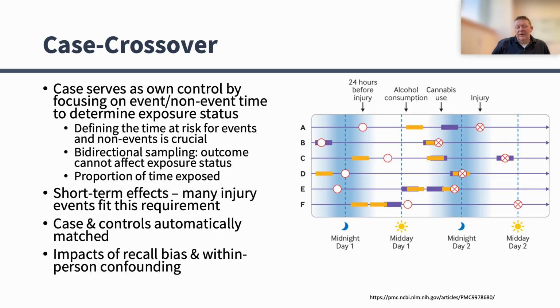So usually these studies are more effective for short-term effects. So injuries fit very well into this paradigm. There's been quite a few injury studies that have used this. And it's nice because the case and control is automatically matched. But there's still limitations due to recall bias, if we're interviewing people to determine their exposure status at different times, that can also be an issue. That, with in-person confounding from different behavioral factors within that person.